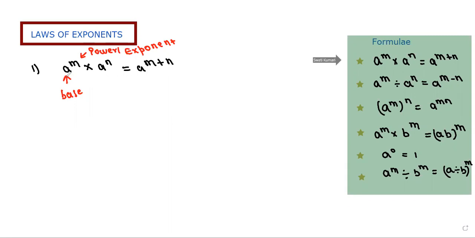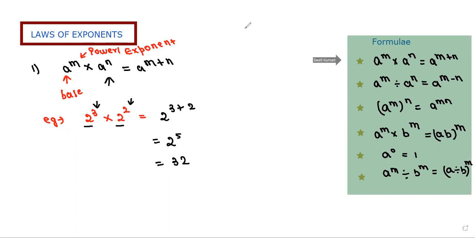Here you can see that we have the same base a and a on the left hand side, right? So let us take one example. Suppose we have 2 raised to 3 into 2 raised to 2. Here the base is the same, because the base is 2 and this is also 2, and the powers are different. So this is m and this is n. Using this property, a raised to m into a raised to n will be a raised to m plus n. So this will become 2 raised to 3 plus 2, which is 2 raised to 5, and that is nothing but 32. This is the answer, and this is the first law.